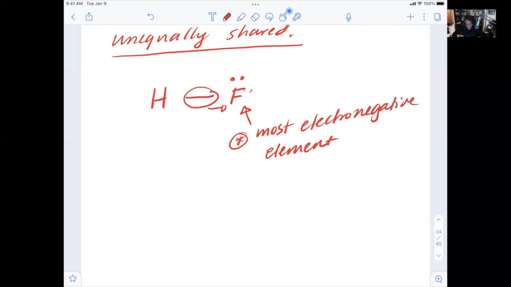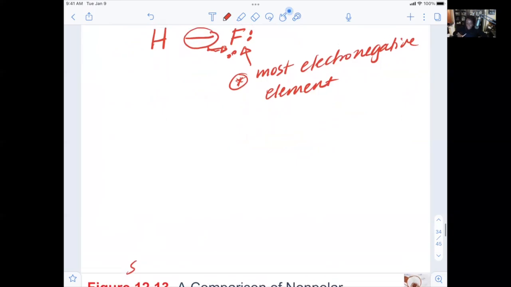Okay, so you see right here. Now they're talking about the shared electrons, not the lone pair electrons. These ones right here, they spend more time with the fluorine. Okay. So there are so many different explanations.